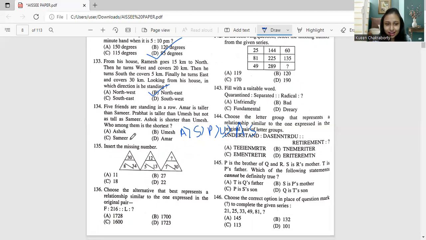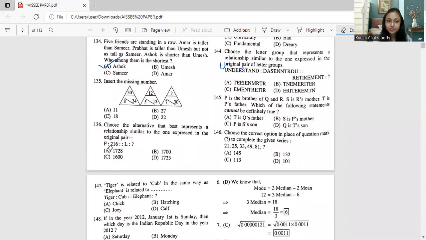So accordingly, Amar is greater than Samir, Samir is greater than Prabhat, Prabhat is greater than Umesh, and Umesh is greater than Ashok. So who is the shortest? Shortest is option A, that is Ashok. The last one, this person is the shortest one. Right. Next, moving on to question 135.